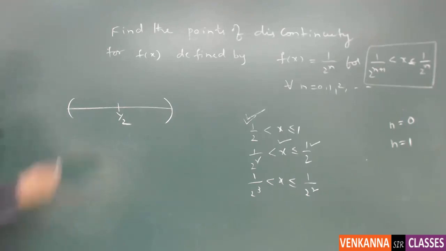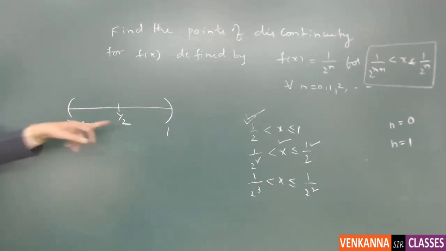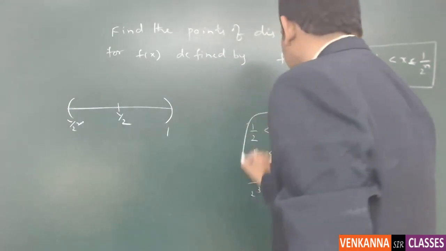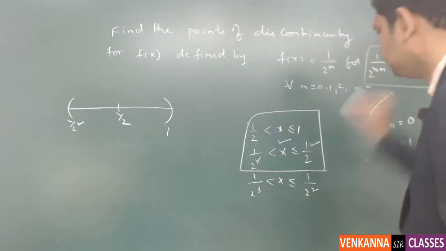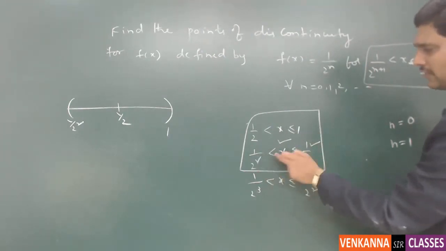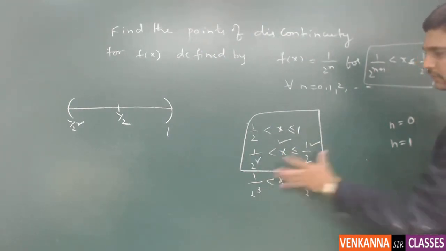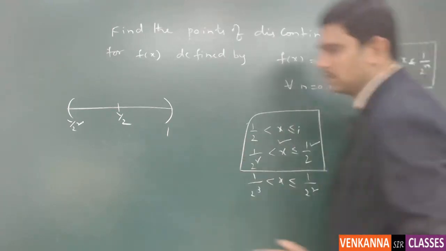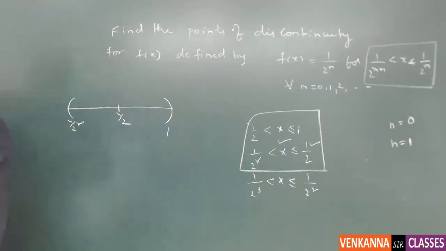So here it is going to take like this: 1/2² and this is 1. How am I taking this type of bifurcation? Observing the first two inequalities: 1/2 < x ≤ 1, and 1/2² < x ≤ 1/2. So this portion is giving the left neighborhood. This portion is giving the right neighborhood, isn't it? Is that clear from the first two inequalities?